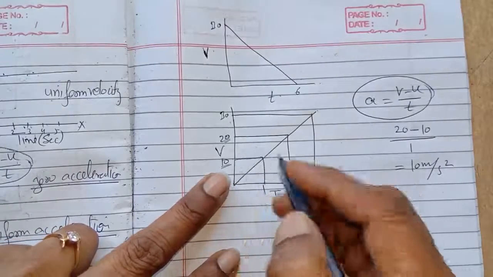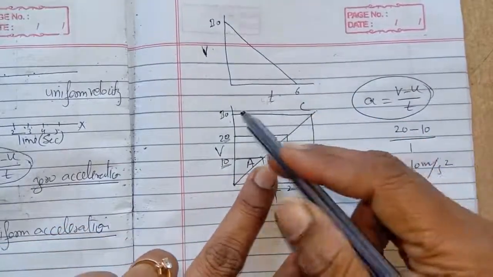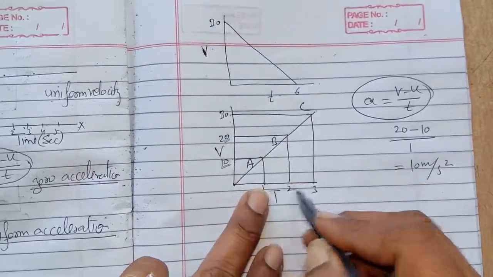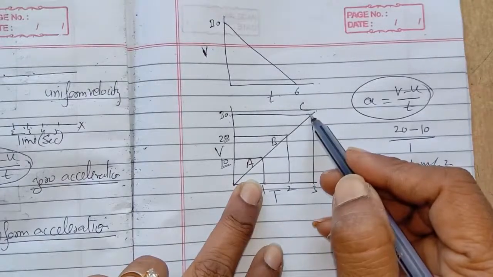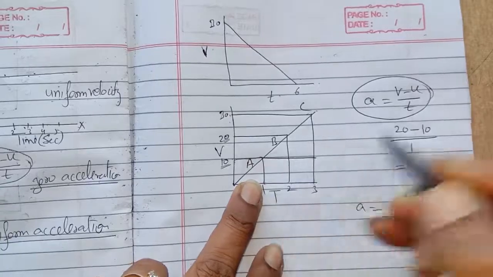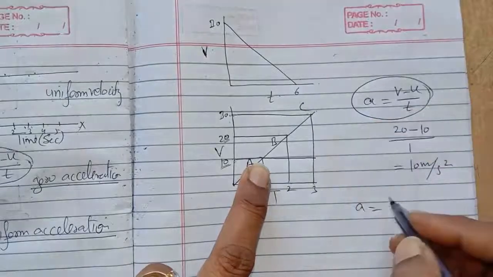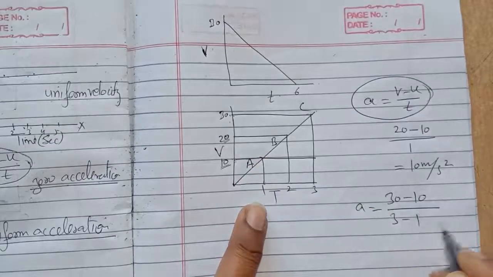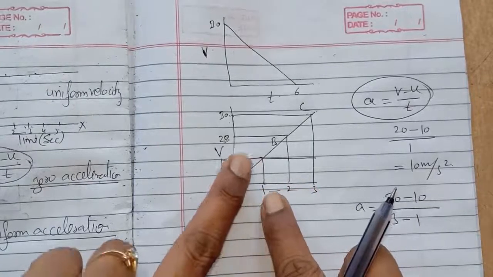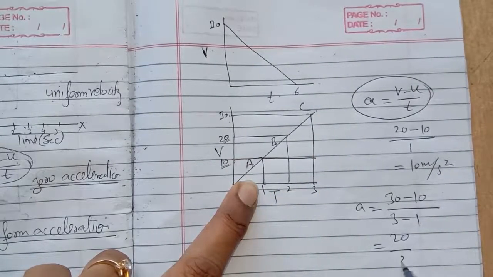Again, if you want to find the acceleration from point A to C, what will you do? You will find the final velocity, it is 30. Initial velocity 10. Upon the time taken, 3 minus 1, it is 2. So the change in velocity is 30 minus 10, as you start from here and reach the point C. Upon the time taken to change the velocity, which is 3 minus 1. So here it is 20 upon 2. It is how much? 10 meter per second square.